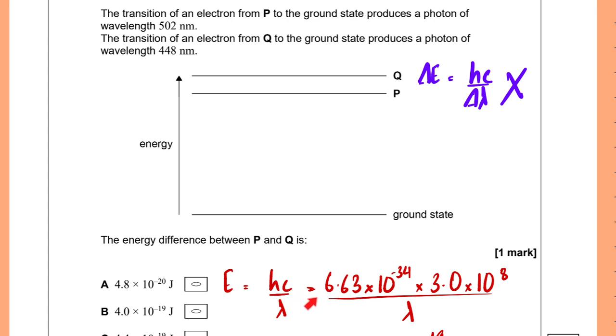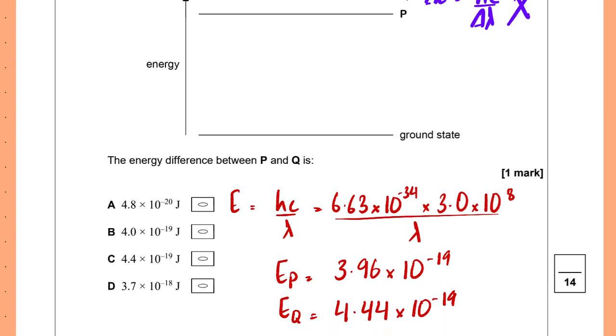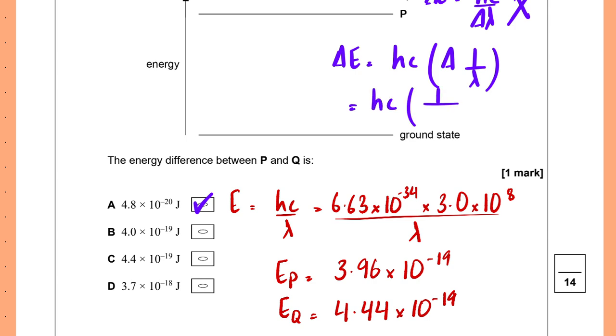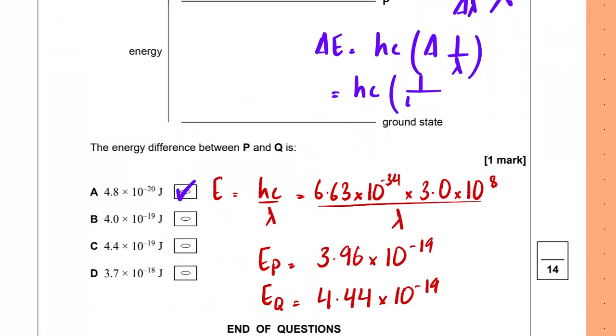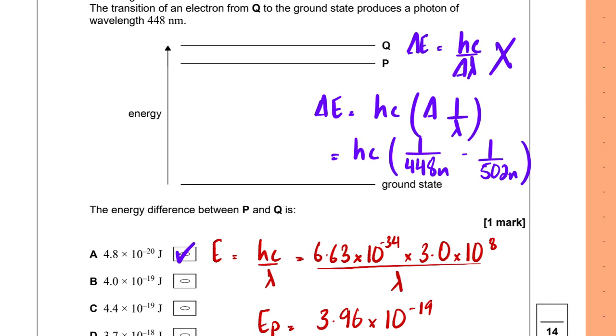So E equals hf, which is hc over lambda, so I do this for both of these, and I just plug in lambda for each of these. So EP turns out to be this, EQ turns out to be this. I subtract, and that turns out to be option A. Now, the method which gives you a one-shot answer is this. As some of you who are good at math might see, this is basically hc times the change in 1 over lambda. So here it was 448 nano and 502 nano. So I would do 1 over 448 nano minus 1 over 502 nano, and this would work out. But if I just did the difference of these two in the denominator, this would be wrong.